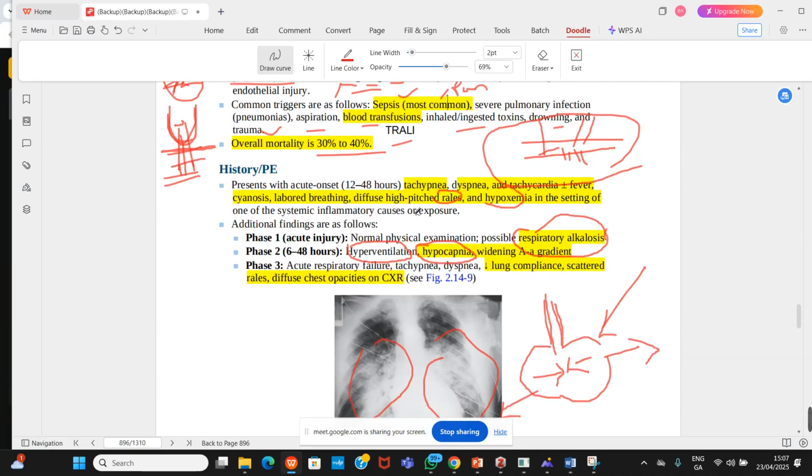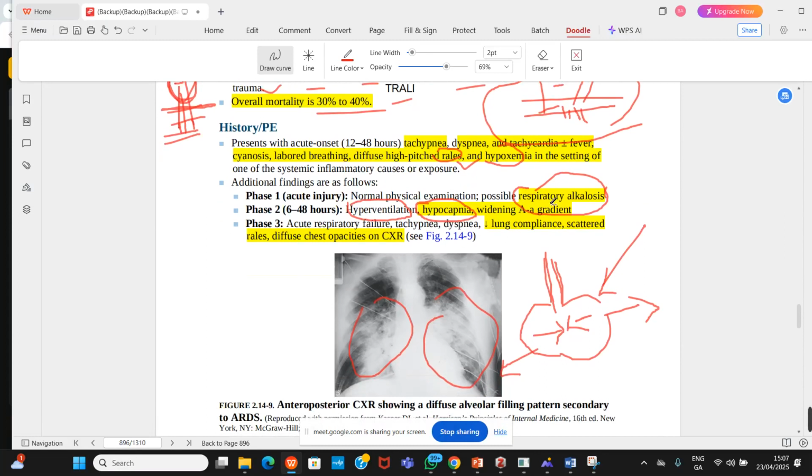So how would they present? Acute onset. They have tachypnea, dyspnea, all these ones are not specific. Everybody can have it. They are going to be having high pitch rales, which is like crackles, due to what? The fluid in the lungs. So you expect crackles. Don't forget that. So these are the phases. They can initially have respiratory alkalosis because of the tachypnea. They are hyperventilating. They cannot breathe.